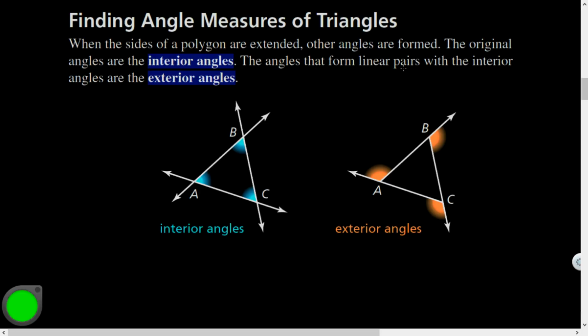Angles that form linear pairs with the interior angles are called exterior angles. So notice the exterior angle is not the entire outside angle, okay? That the exterior angles would be like this one and this one. There's actually 2 exterior angles per vertex, but we'll be referring to just one at a time usually, is what we would be saying. And I'm sure, yeah, actually, why are these 2 exterior angles congruent to each other?